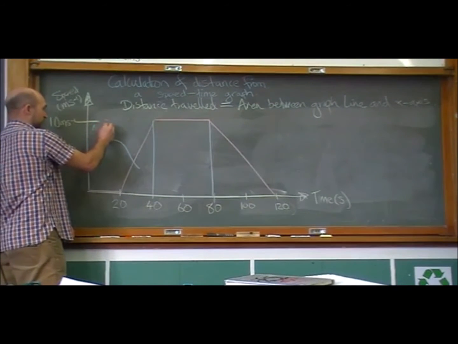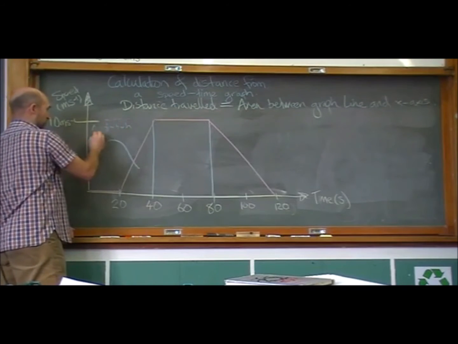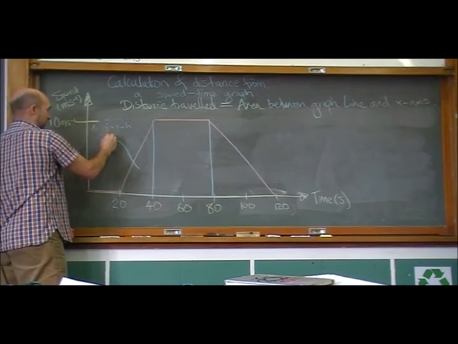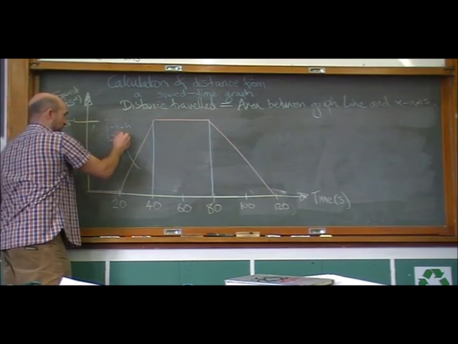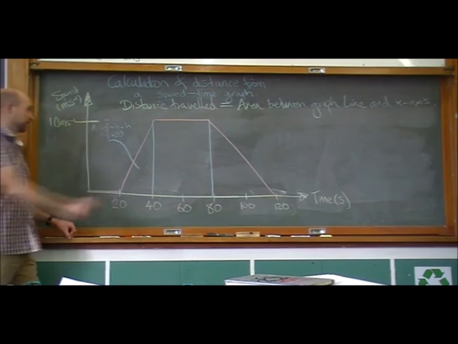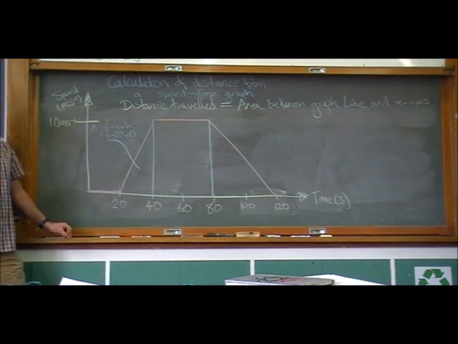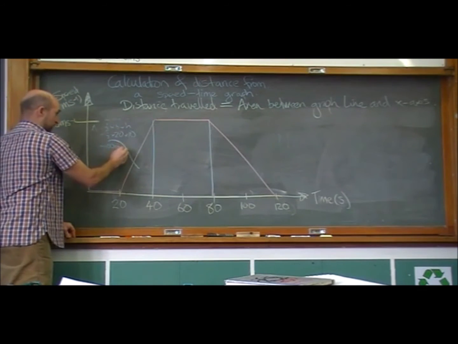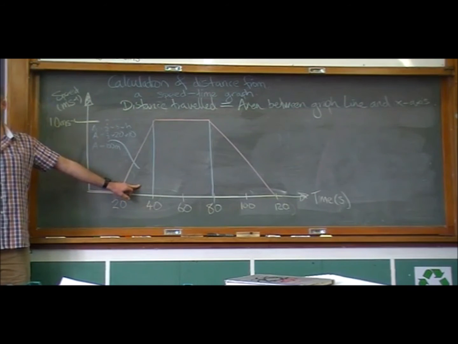So we know that area is half of base times height, which is half of, how much is the base of that triangle? 20. How much is the height of that triangle? 10. Half of 20 is 10, and 10 tens are 100. So the area of that triangle is 100 metres.